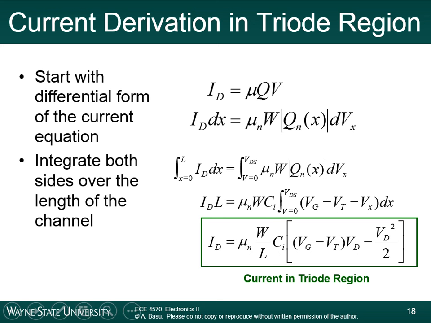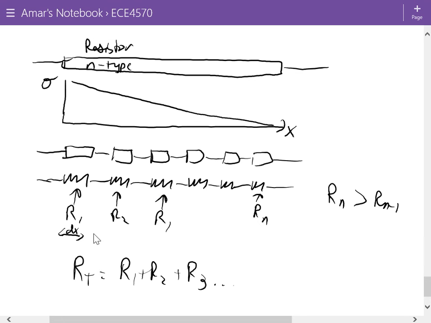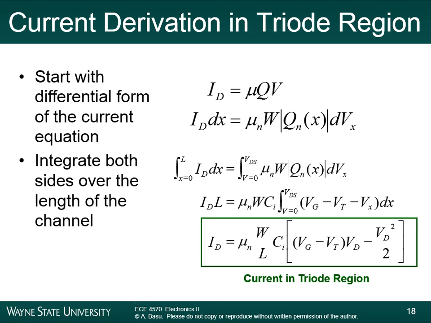And then Qn of x, this is the amount of charge that we have as a function of x, and then we have this dVx on the right side. This is the difference in voltage between one side of this resistor and the other. So we took this basic equation and put it into a differential form.